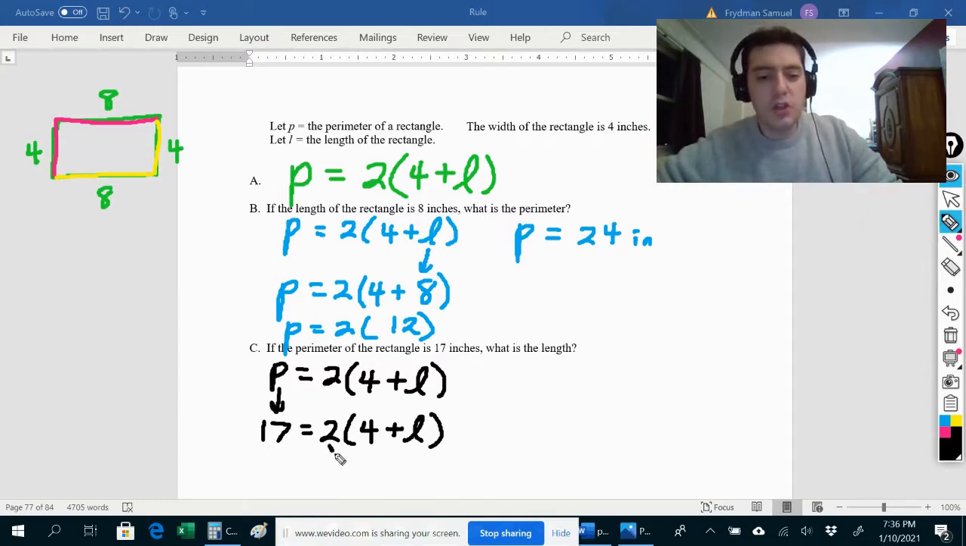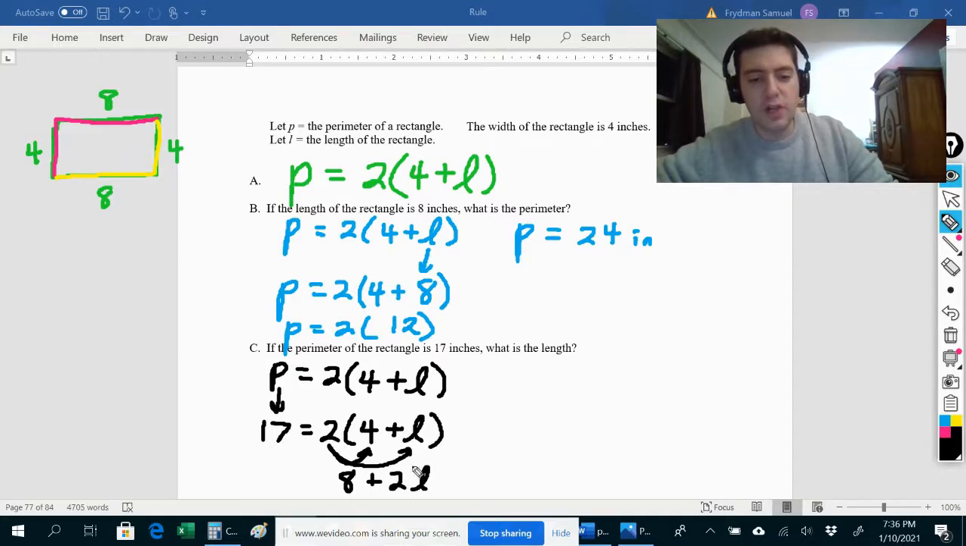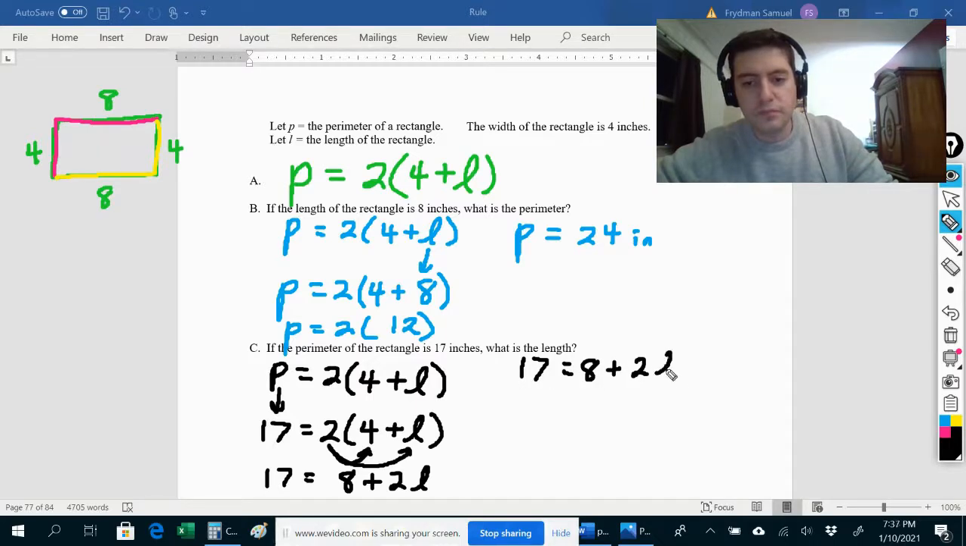So I could do 2 times 4, which is 8. And then 2 times, luckily, this is pretty easy here. I have a positive 2, and this is a plus sign. So I'm just going to write plus 2L over here, 2 times L, so 2L. So I have here 8 plus 2L equals 17. Let me rewrite that all over here, because I kind of ran out of space. 17 equals 8 plus 2L.